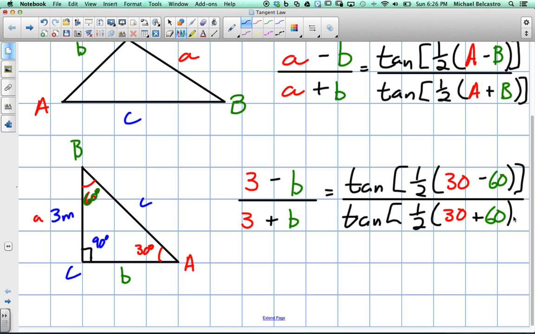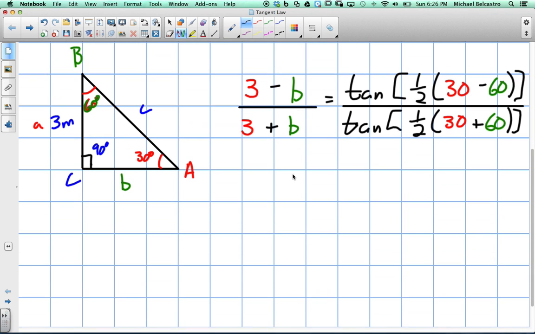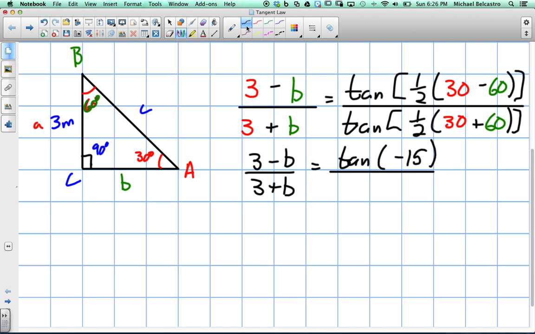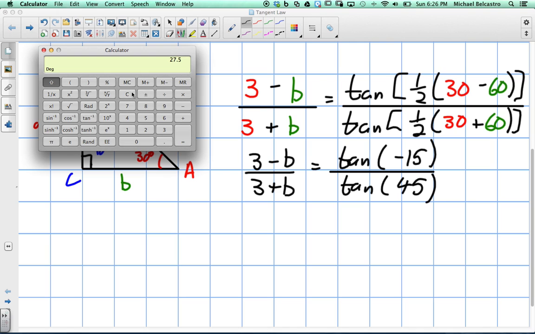So we're going to go through the steps to isolate for our unknown, which is B. On the left side of our equation, there's not much we can do. We still have 3 minus B divided by 3 plus B is equal to tan of 30 minus 60, which is negative 30, times half is negative 15. So we're looking for tan of negative 15, divided by, in this case, 30 plus 60 is 90, times half is 45. So tan of 45. We're going to find out what those two numbers are and put them in our calculator.